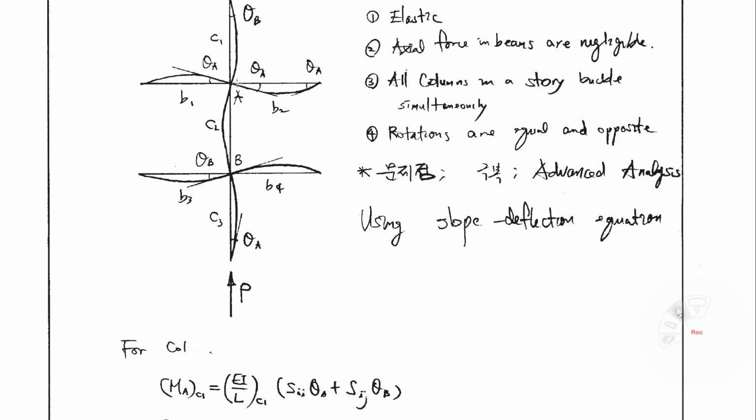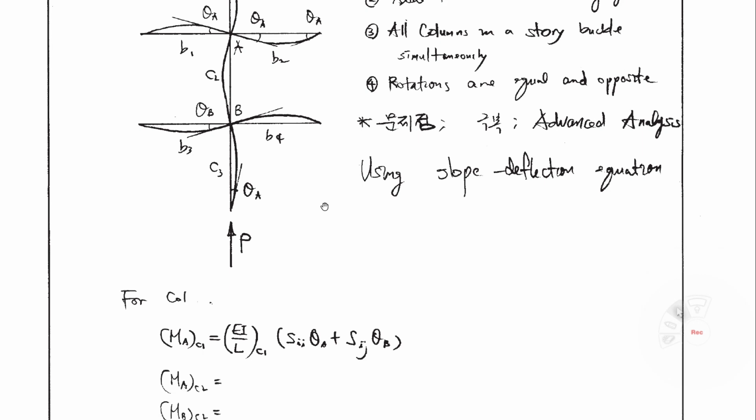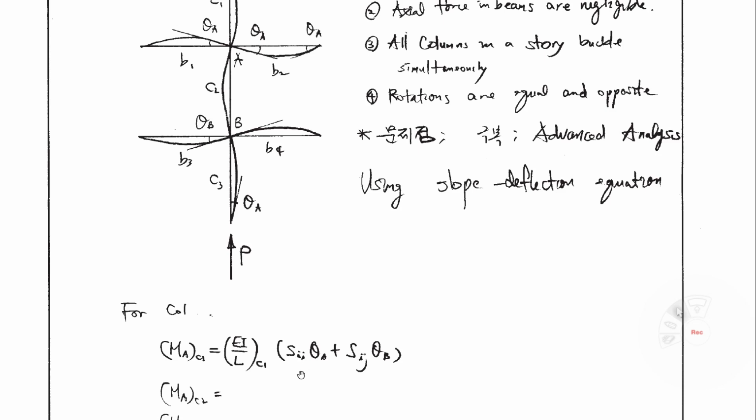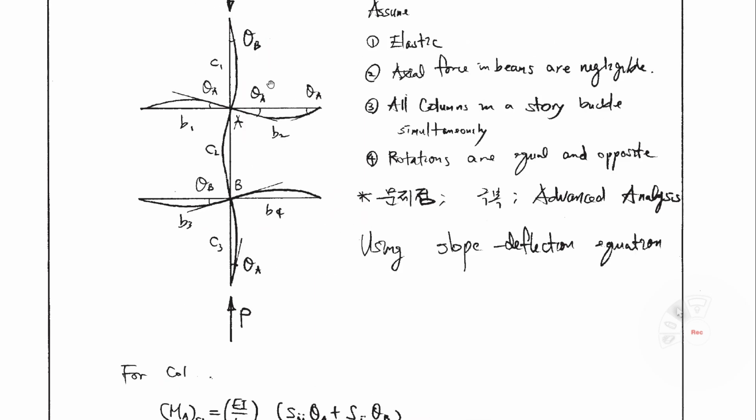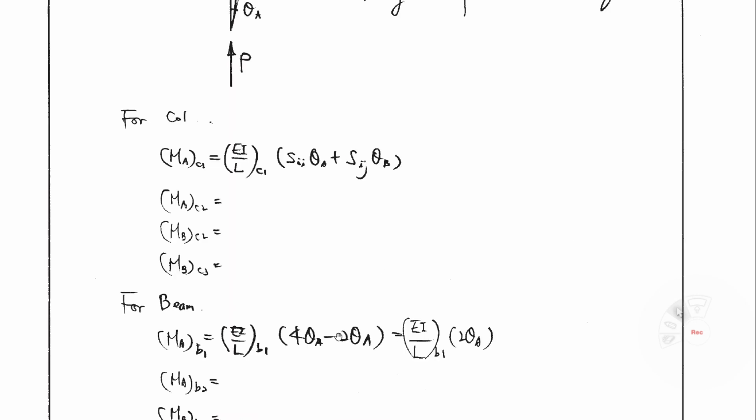There is no axial force, so the slope deflection equation is not SII anymore. Then what is it? For theta A, because there is no axial force, EI over L regarding B1 is 4 theta A minus 2 theta A. Why minus? In slope deflection equation, clockwise angle is plus. This one is a counterclockwise angle. So minus 4 theta A minus 2 theta A. Right? So it results in EI over L B1 2 theta A.